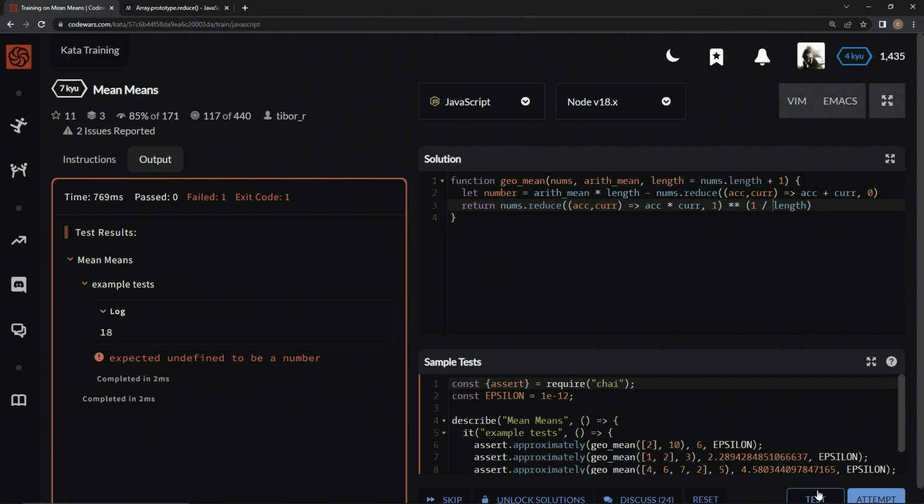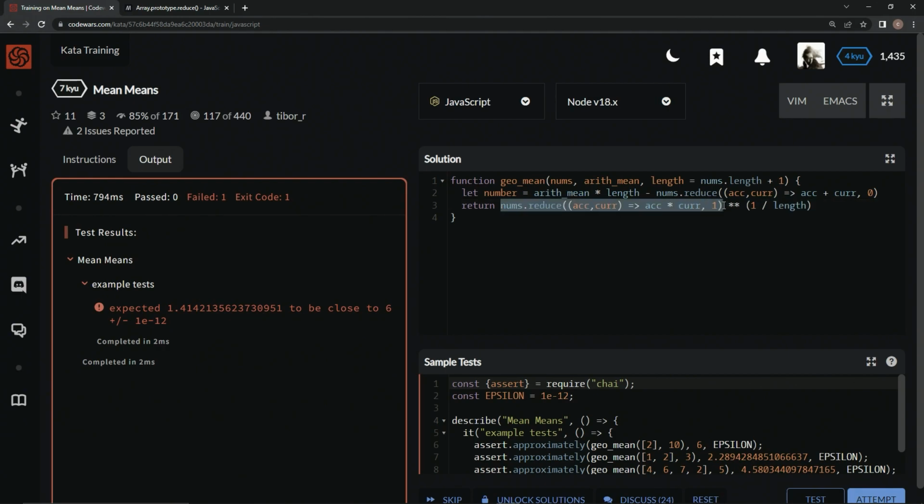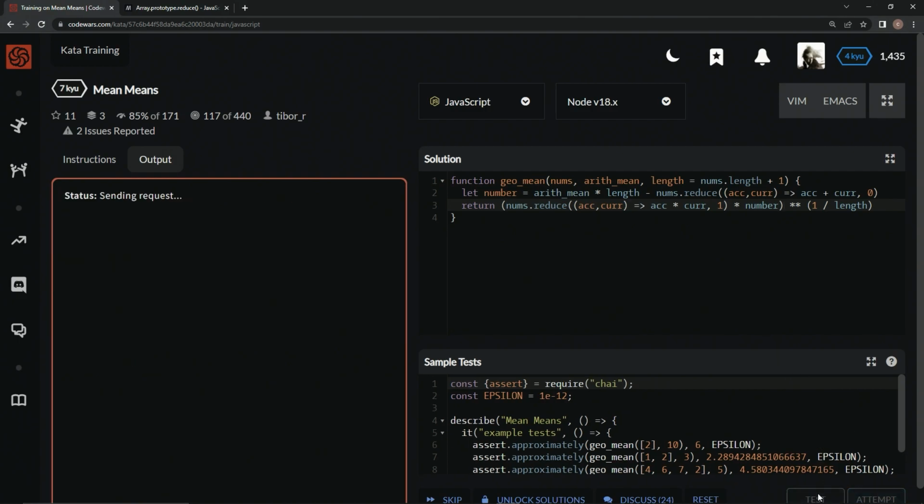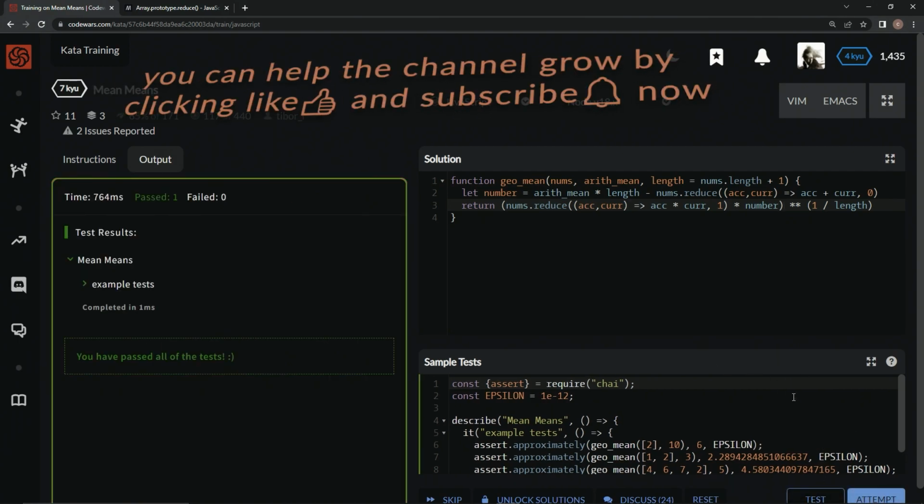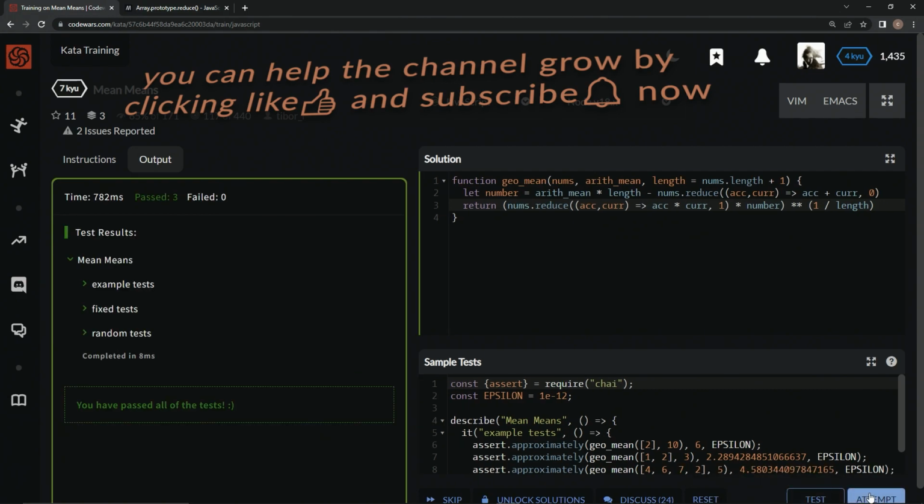Okay, now let's test that out. All right, nums.reduce, this looks good, to the 1 over this power. That's not right. Oh, we also have to multiply this times the missing number. So let's multiply this by the missing number, and then say times number. All right. Now let's test it out. All right, and there we go. Awesome. Let's attempt it. Looks good.